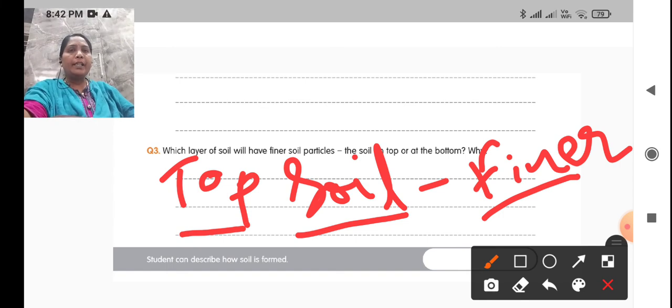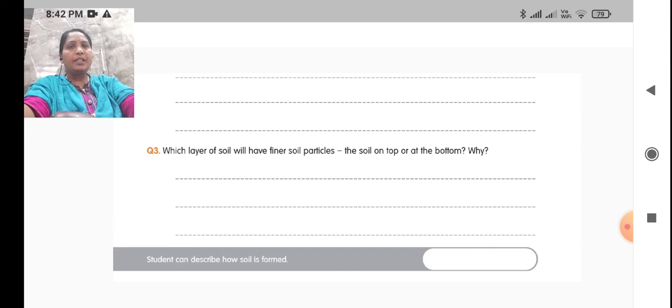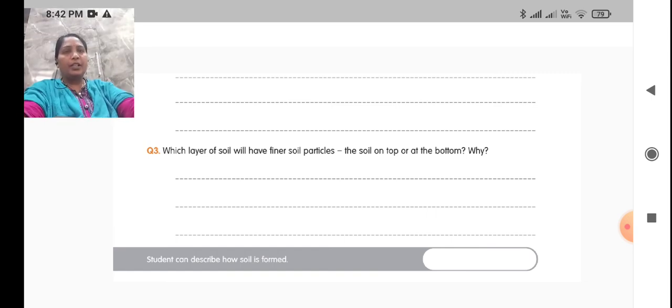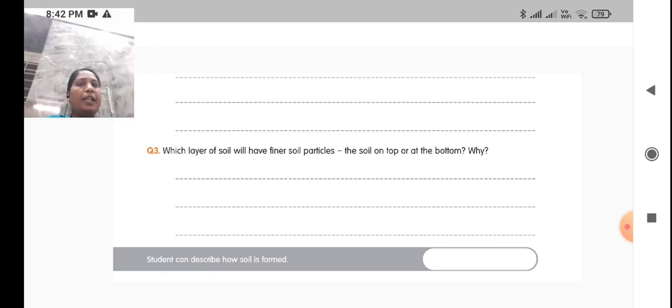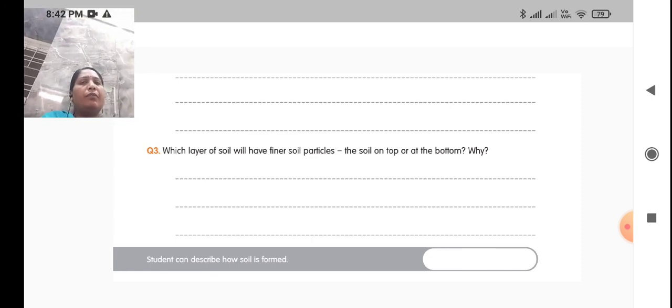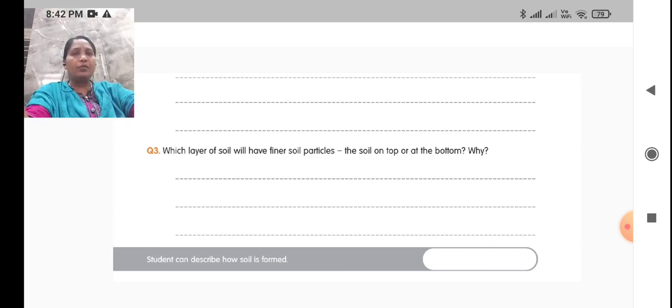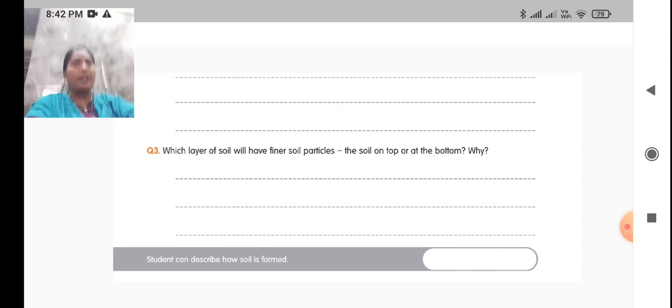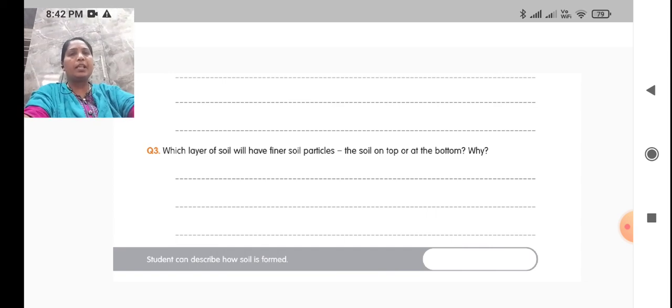So by this you can answer your practice questions from the textbook and also complete page 17 of your workbook, children. Okay, and in tomorrow's class we will be reading about the layers of soil. For this, keep different soil samples with you and a glass of water ready for doing the activity. Thank you.